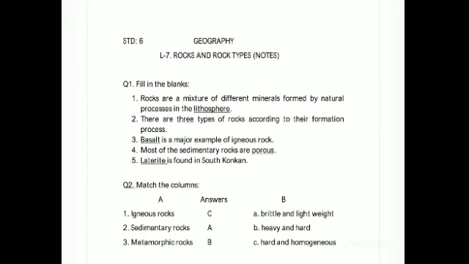Fourth fill in the blank. Most of the sedimentary rocks are dash. Answer: most of the sedimentary rocks are porous. Next fill in the blank. Dash is found in South Konkan. The answer is laterite is found in South Konkan.